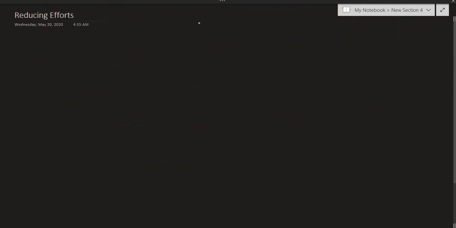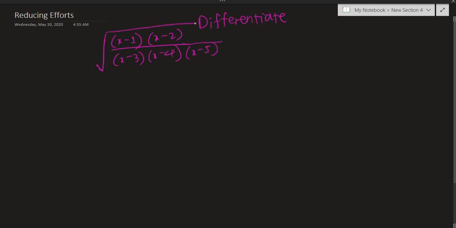So now let's do a last one. They're telling us to differentiate this expression, the square root of x minus 1 times x minus 2 divided by x minus 3 times x minus 4 times x minus 5. And all this is under a big square root. Now look at this, there is a weird power of the square root, or the raised to a half power, and we have crazy products and also a quotient, right?